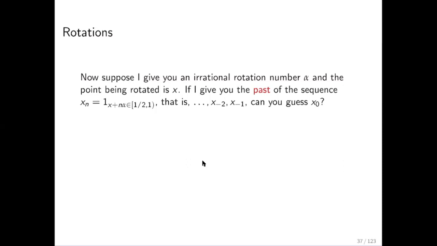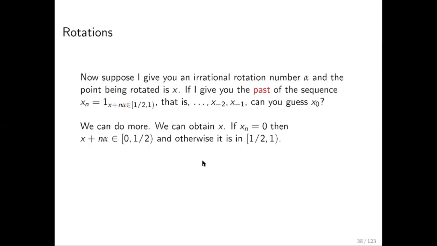Remember that this alpha is irrational, so each orbit is dense. This is something that we want to use. Not only can we guess x_0 based on this discrete information, we can actually guess what x is. We can precisely say what x is. So let's see why this is true.